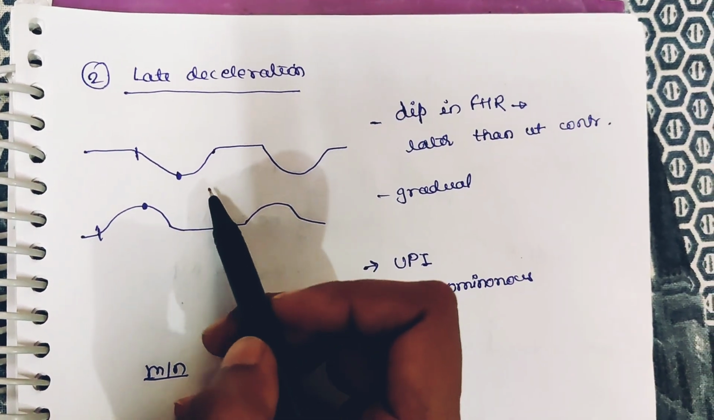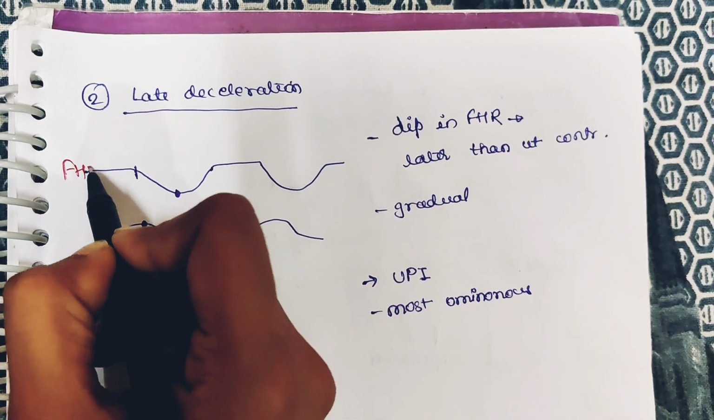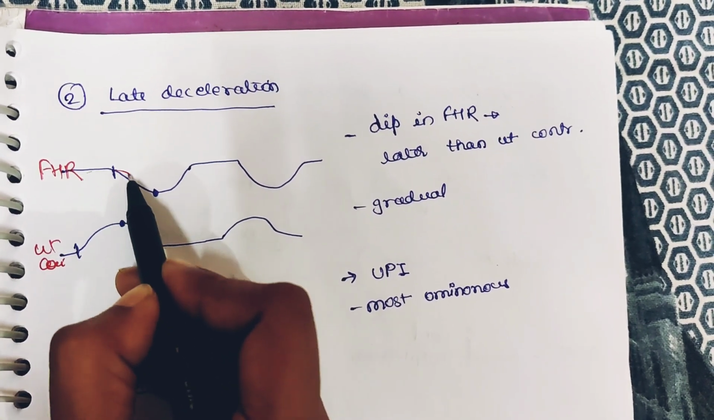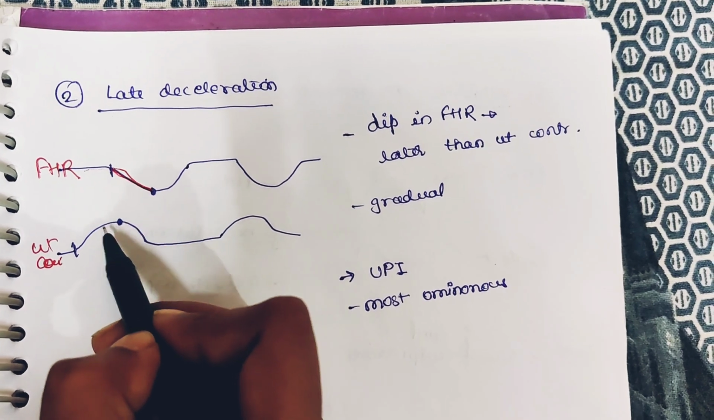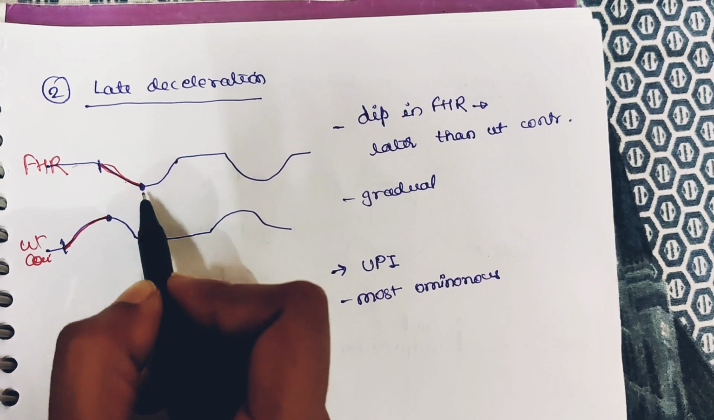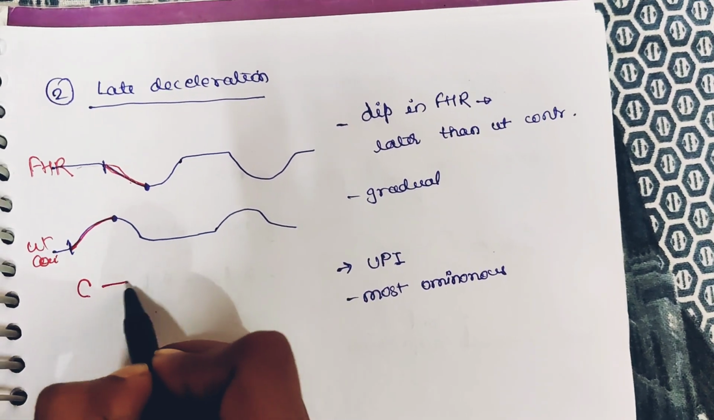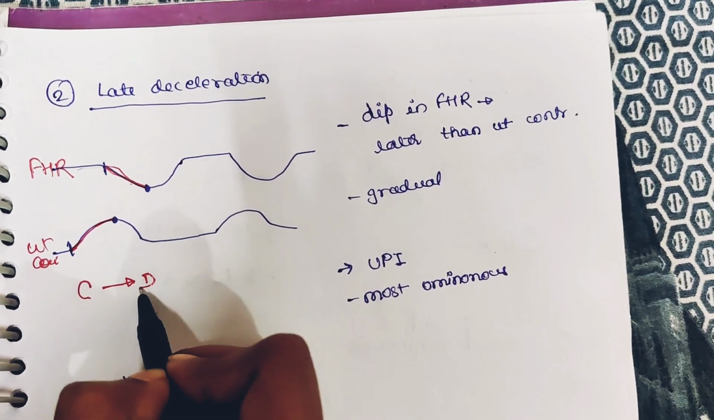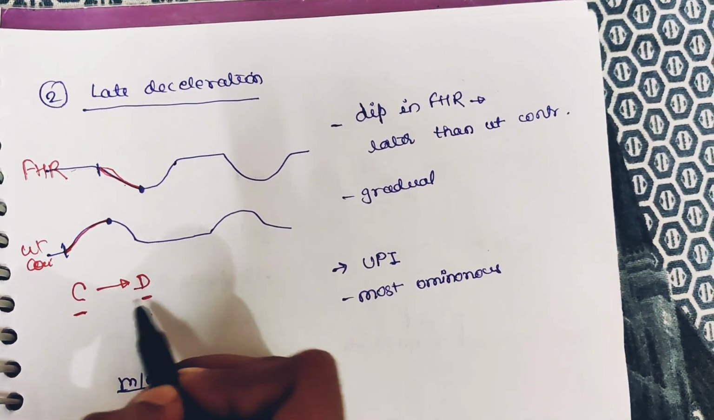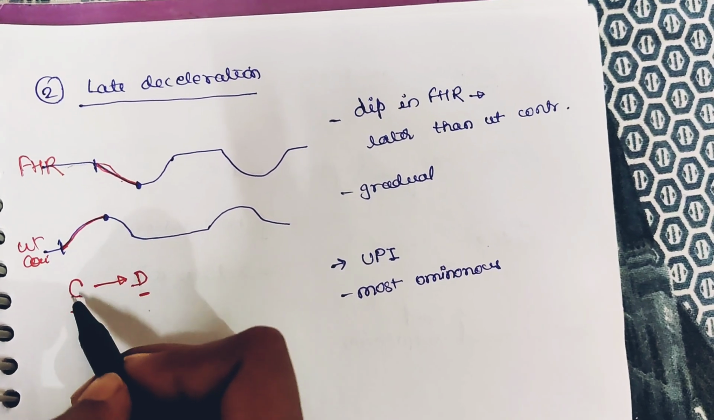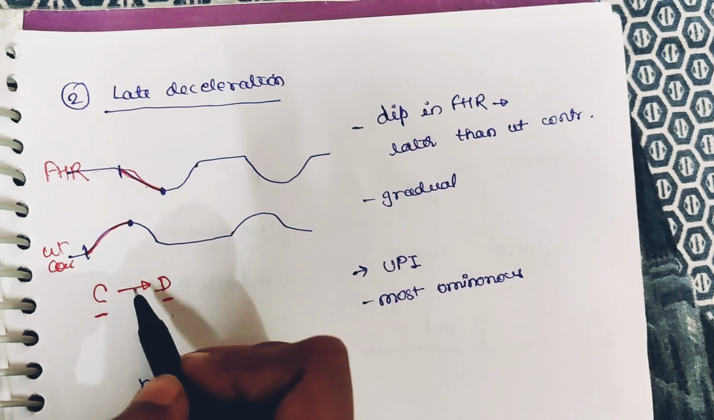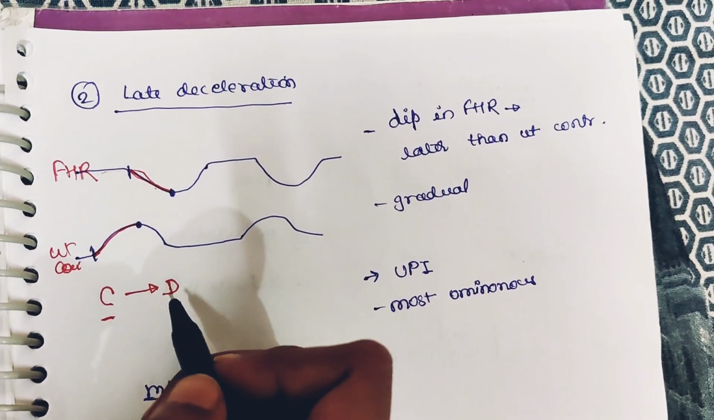In this graph we can see late deceleration. This is the graph of FHR, and this is graph of uterine contraction. We can see the dip in FHR comes later than the uterine contraction. First there is uterine contraction, and then after uterine contraction there is the dip in FHR. That means C comes, then D comes. That is, first we can see contraction, and then we can see dip. So if we see such a graph, that is D after C, first contraction, then dip. C for contraction and D for dip. So if we see such a graph, we can say this is late deceleration.